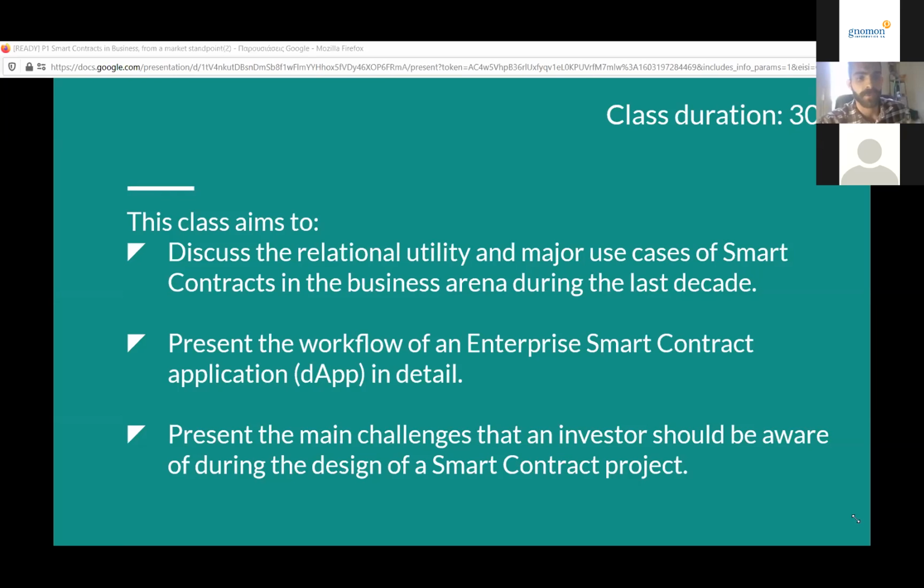Then we're going to present the workflow of an enterprise smart contract application in detail, which we think is the most important asset of this presentation, because it will give us the ability to realize the approach that should be taken when we want to work or handle smart contract operations and ideas. At the end, I'm going to present the main challenges that an investor should be aware of, in the sense of the technological dangers that may occur during the design of a smart contract project. Challenges and traps will be mentioned to give you an idea about what you have to be aware of.